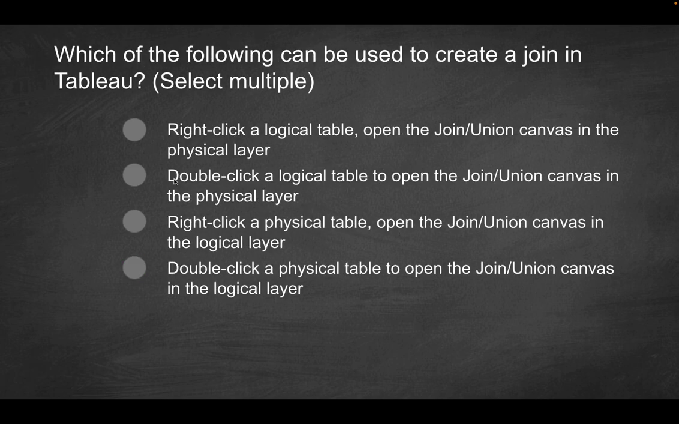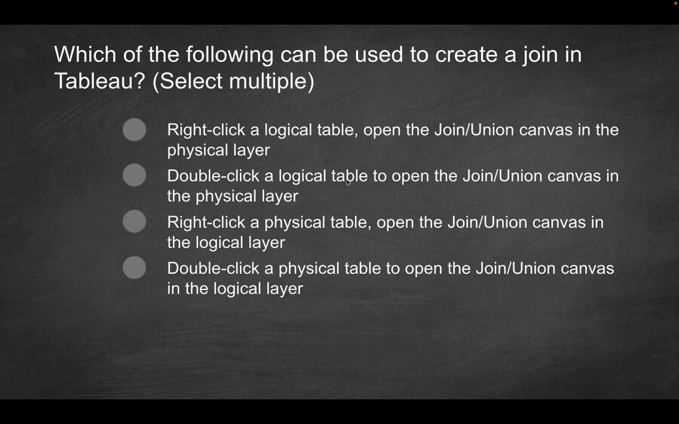Next question. Which of the following can be used to create a join in Tableau? And you can select multiple correct options here. We just kind of went over this, but you can either right-click a logical table to open the join union canvas in the physical layer. Do you double-click a logical table to open the join union canvas in the physical layer? Do you right-click a physical table to open the join union canvas in the logical layer? Or do you double-click a physical table to open the join union canvas in the logical layer?